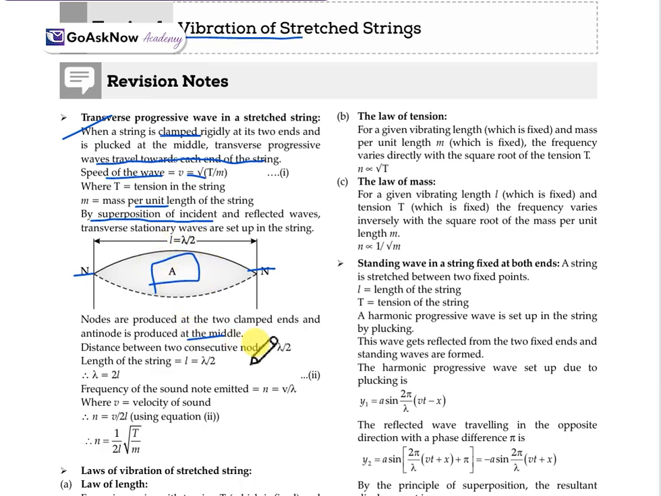The distance between two consecutive nodes will be lambda by 2, and the length L is equal to lambda by 2. So lambda is equal to 2L. This is the wavelength. Now the frequency of the sound emitted will be n equals v upon lambda, where v is the velocity. Substituting the value, we get n equals 1 upon 2L square root of T upon m.